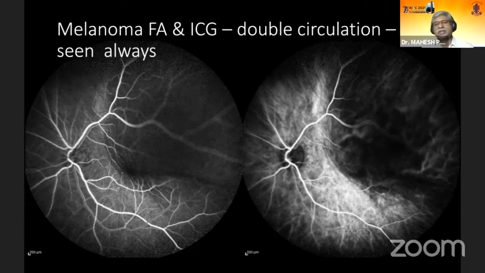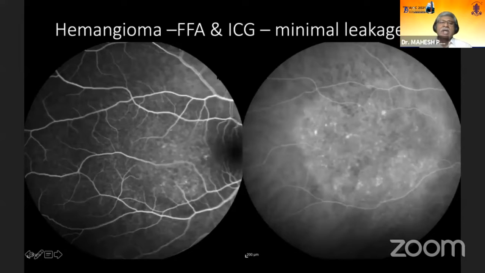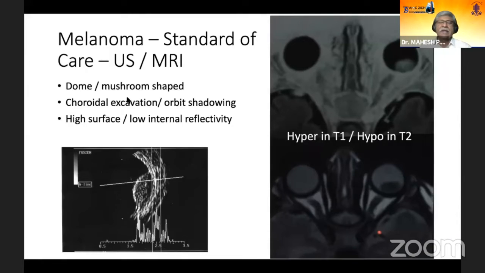Some melanomas you can see this, so we cannot take this as a diagnostic criterion. Melanoma, as I mentioned earlier, is supposed to leak less dye on an angiogram. So we see a melanoma here in FFA and an ICG, and it shows some amount of hyperfluorescence. In contrast, this is a hemangioma. This is a clinically proven hemangioma, but you can see that it's not leaking much. So though the angiogram can sometimes help differentiate between a melanoma and a hemangioma, it's not always true. We cannot go just by an angiogram to differentiate between these tumors.